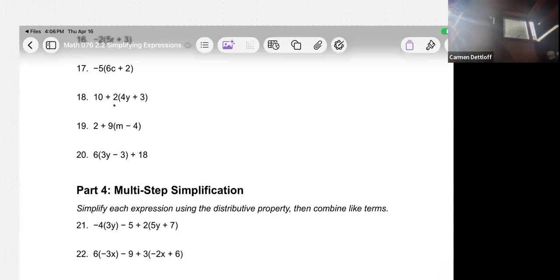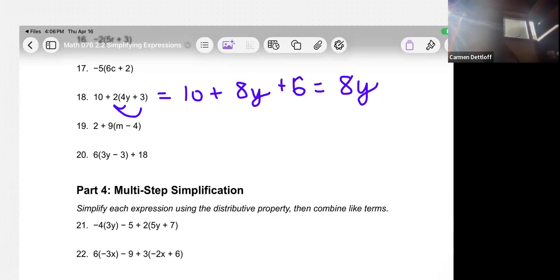2 times 4y and then 2 times 3. So I get 10 plus 2 times 4 is 8y plus 2 times 3 is 6. But I can't leave my answer like this because you notice I've got 2 like terms. I've got 2 constants, a 10 and a 6, that I need to combine. So I get 10 plus 6, 16. So I'm going to put my variable first. 8y plus 16 is my final answer. And I've got it in order of variables first and then my constant. Okay, these are more complicated. Let's keep trying these, okay?